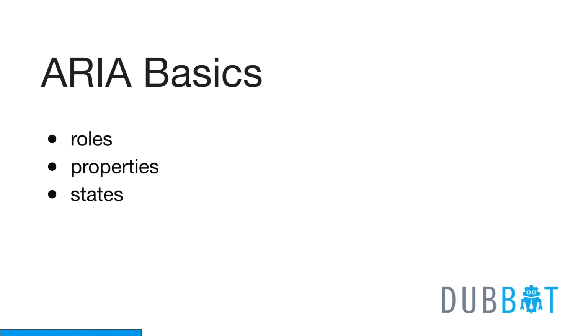So ARIA basics, the three main terminologies you should know after this presentation are roles, properties, and states. Roles are attributes on HTML, and properties and states are what are often referred to as the ARIA attributes.